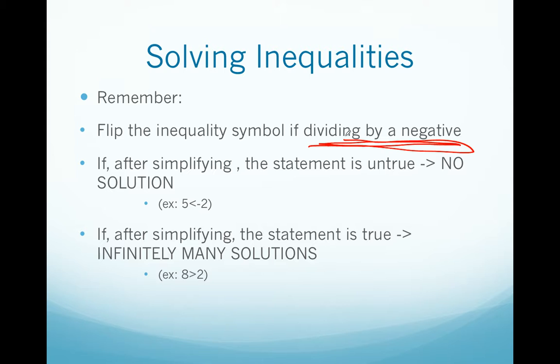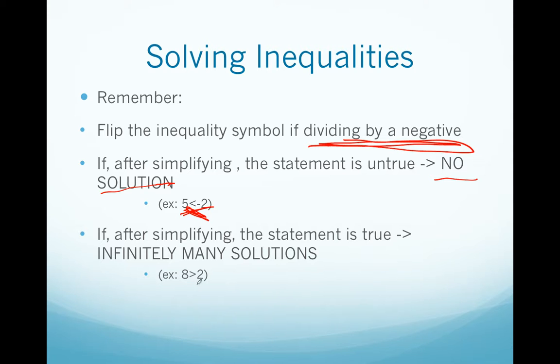If you simplify an equation or an inequality and all of your variables disappear, you could be left with either a true or an untrue statement. If you're left with an untrue statement, like this example here, where we have 5 is less than negative 2, 5 is not less than negative 2. So that's false, which tells us that we have no solution for that inequality. And it could be the same if we had an equation. If we were left with 5 equals negative 2, that's false. That would tell us that equation has no solution.